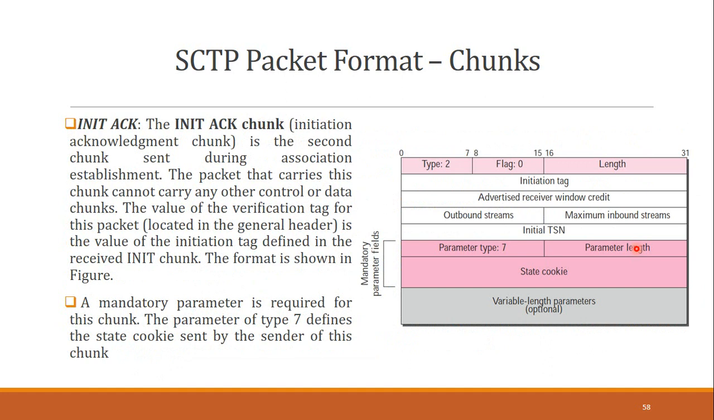The init acknowledgement chunk, also known as initiation acknowledgement chunk, is the second chunk sent during association establishment. The packet that carries this chunk cannot carry any other control or data chunks. The value of the verification tag for this packet, which is located in the general header, is the value of the initiation tag, which is defined in the received init chunk. The format is as shown over here.